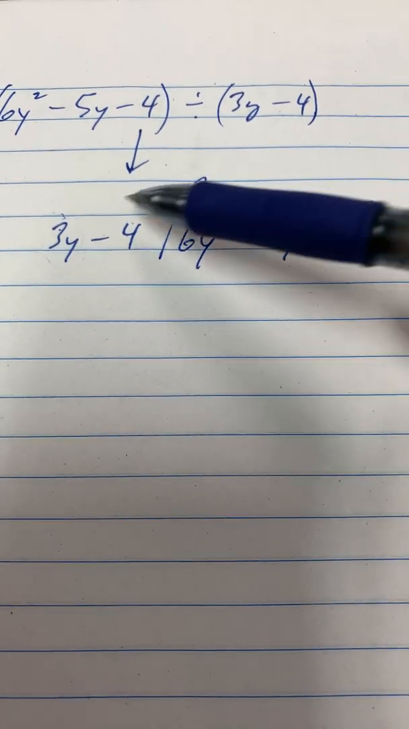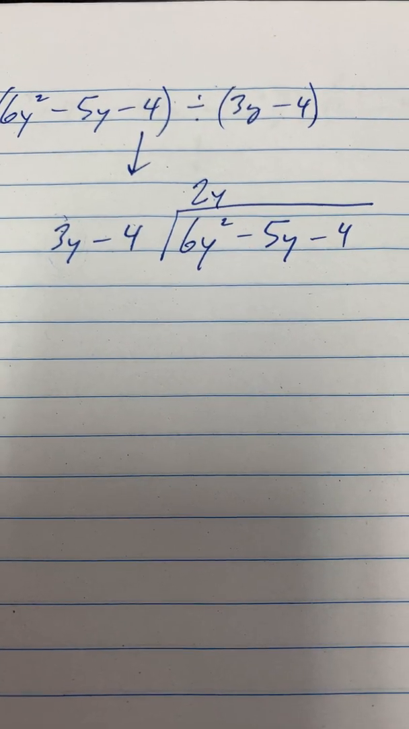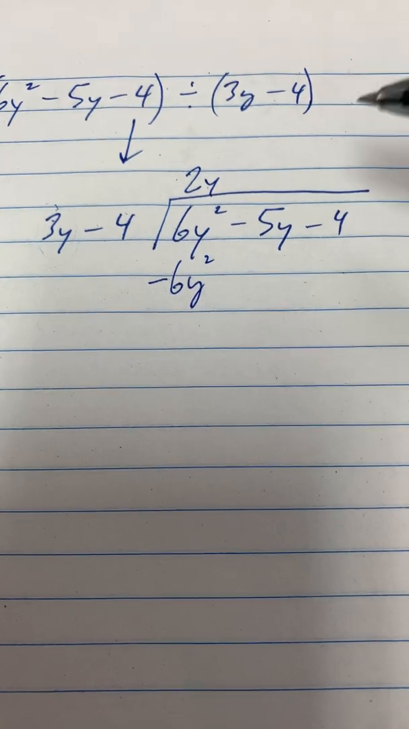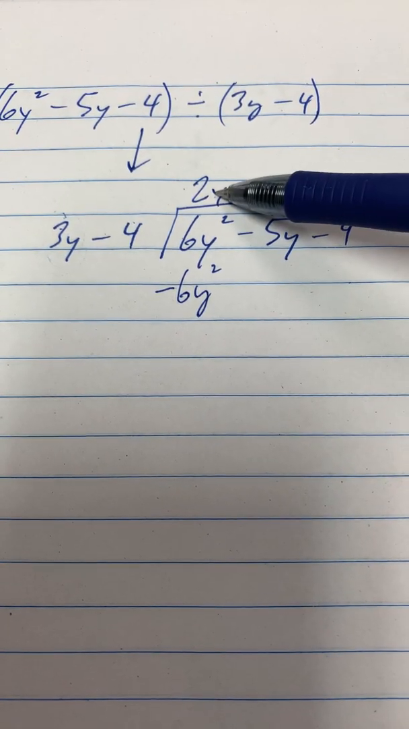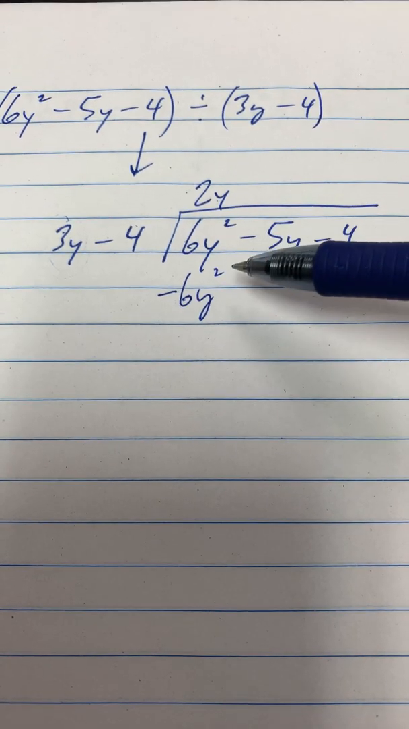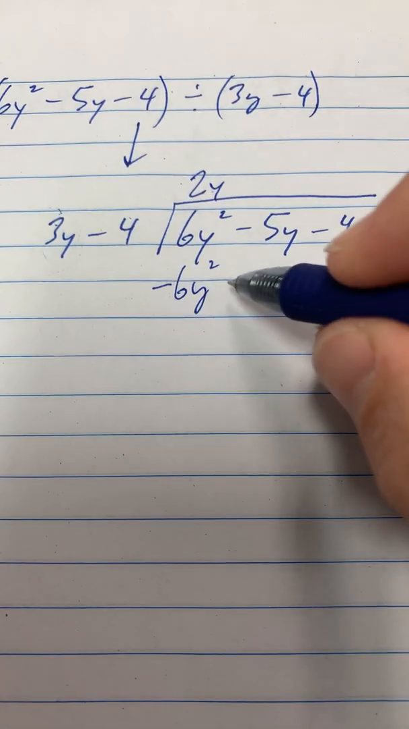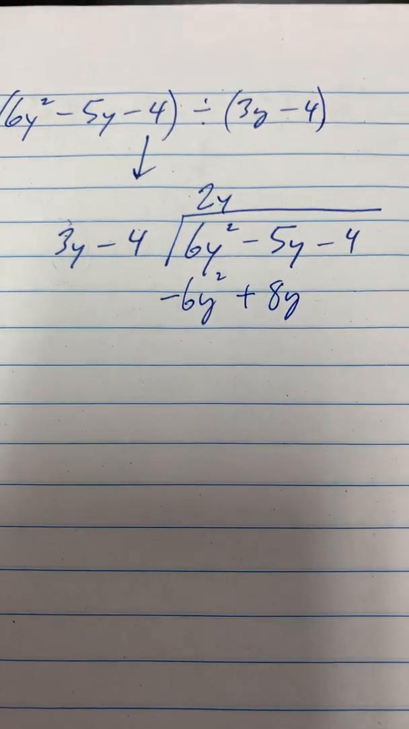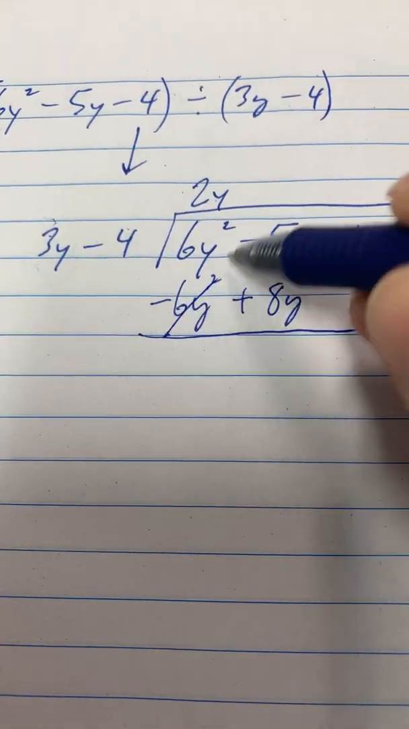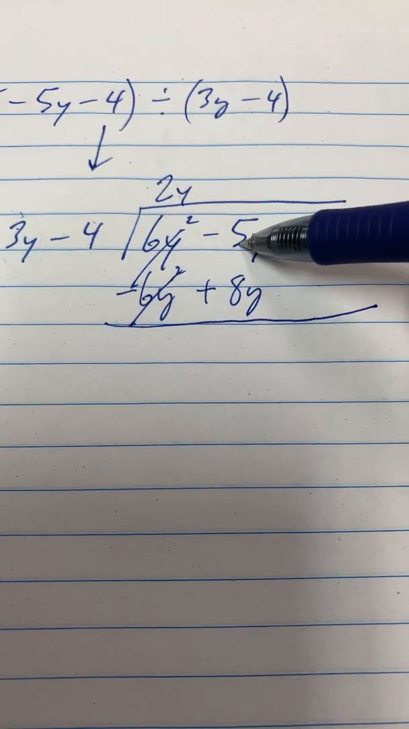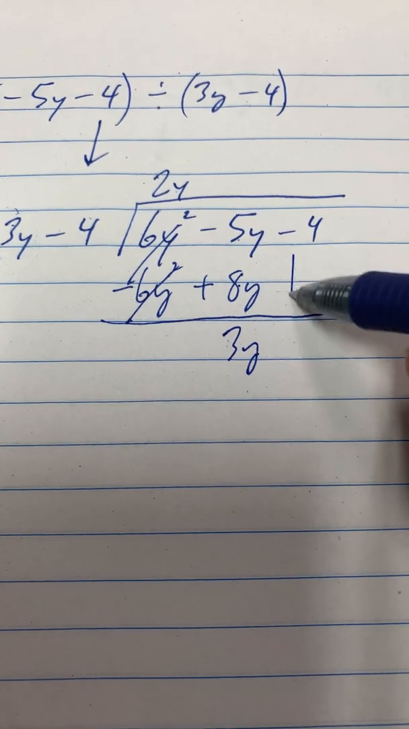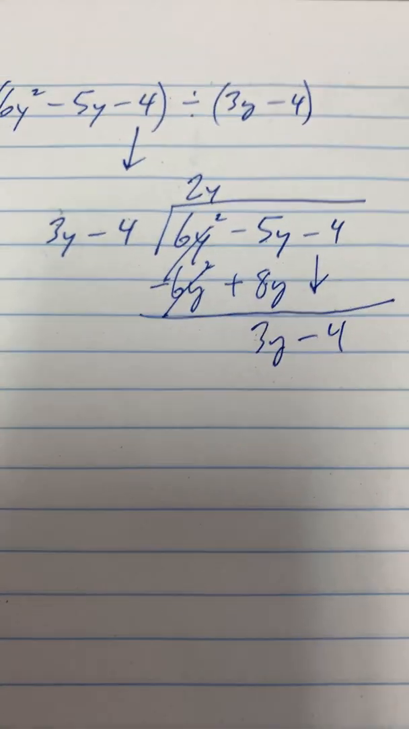So 2y times 3y normally gives me 6y squared, but I'm going to change that to negative 6y squared. And 2y times negative 4 would normally give me negative 8y, but I'm going to change the sign to positive 8y. So those cancel. Now negative 5y plus 8y gives me 3y, and then I'm going to bring down this negative 4.